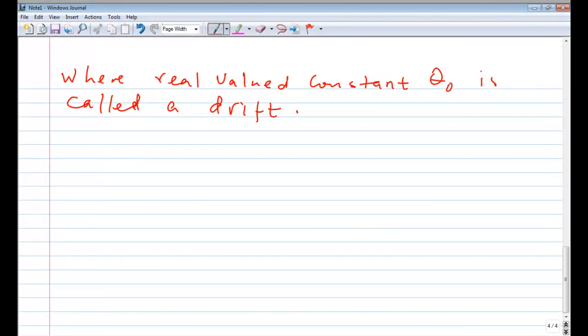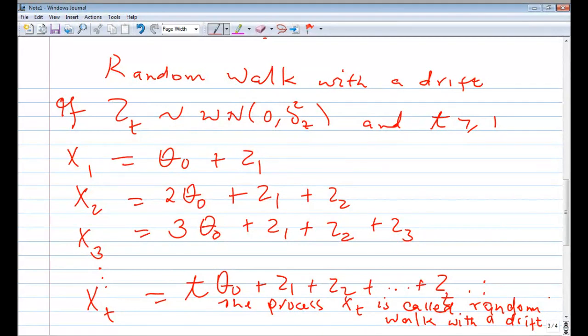So here xt is equal to T times theta 0 plus z1 plus z2 plus up to zt. And this process, xt, is called a random walk with a drift, where this theta 0 is a real valued constant, and it's also called a what? A drift.